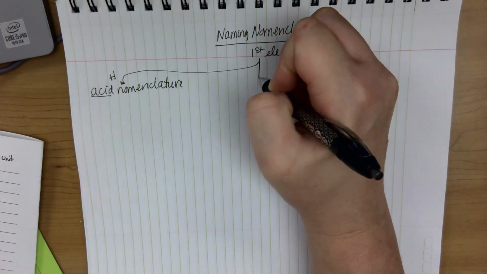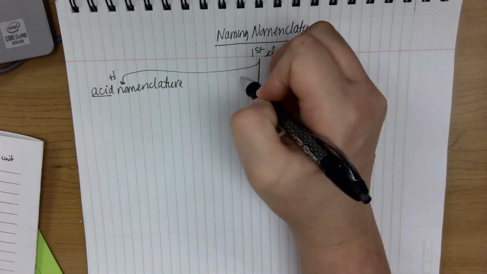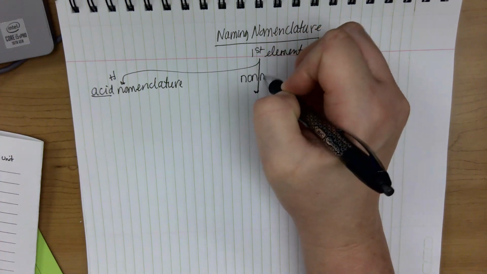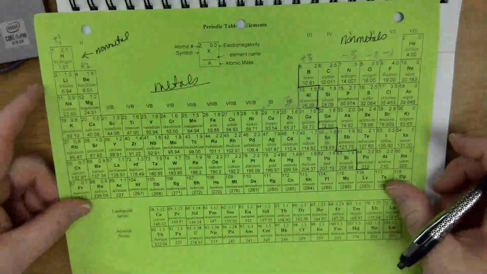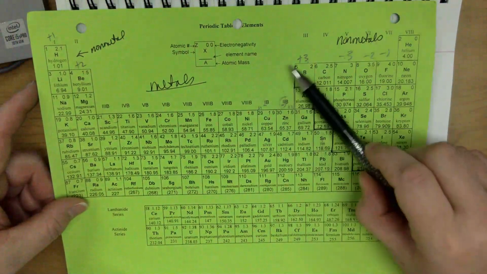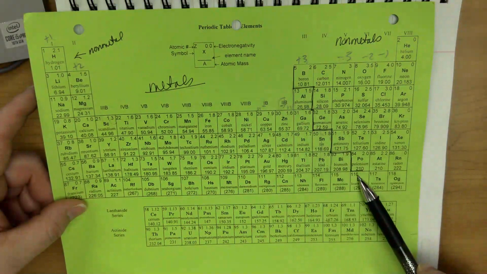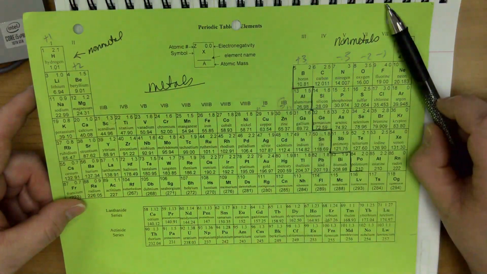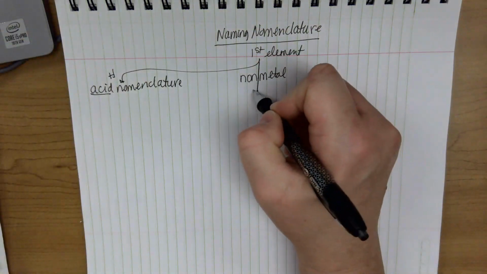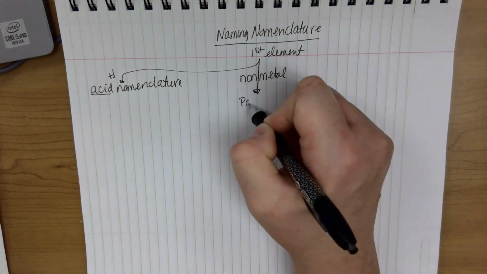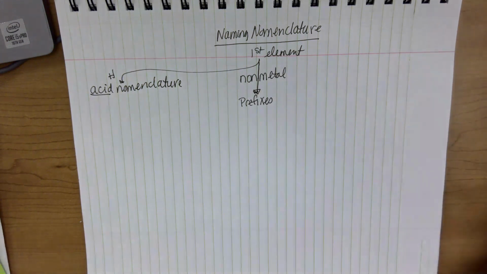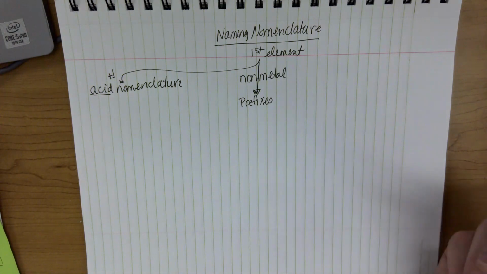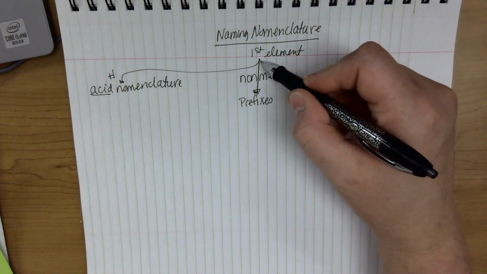Another choice, if it's not an H, then is it a non-metal? What's a non-metal, you say? Well, a nonmetal is anything that's to the right of the metalloid. So this is our dividing line for the metalloids. Anything to the right of that is a nonmetal. So if it's a nonmetal, then we use the rules for covalent nomenclature, which means we're going to use prefixes. And again, in a bit, I will go through all of those.